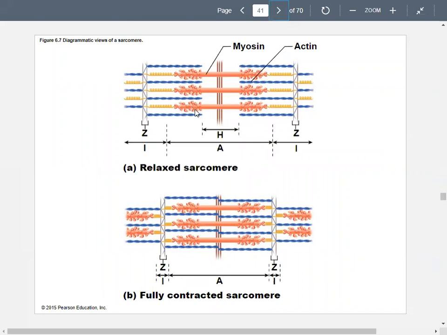All right. This shows you a relaxed sarcomere where you have a large H zone. And when you have a fully contracted sarcomere, you have a very short, or basically almost non-existent, H zone. And again, remember this is the I band where you only have thin filaments, and the A band where you have the length of your thick filament.